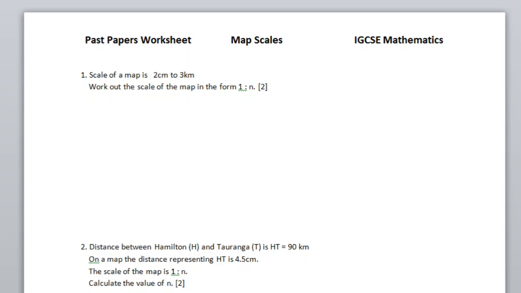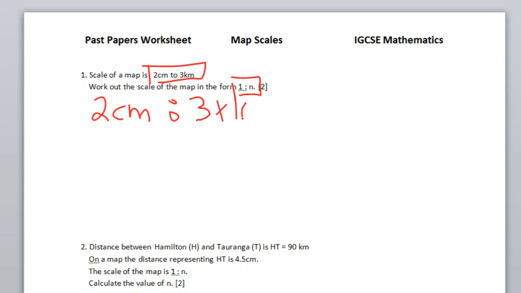Now the form 1:n means that both the units need to be the same, so that we don't have to mention the unit at all. Here we're mentioning the units: 2 centimeters ratio 3 kilometers. Change it to the unitless form. For that, both units need to be the same. So for convenience, I will change the kilometers to centimeters. For that, multiply 3 with 100,000.